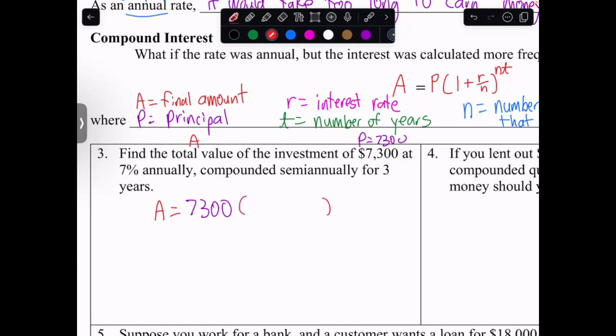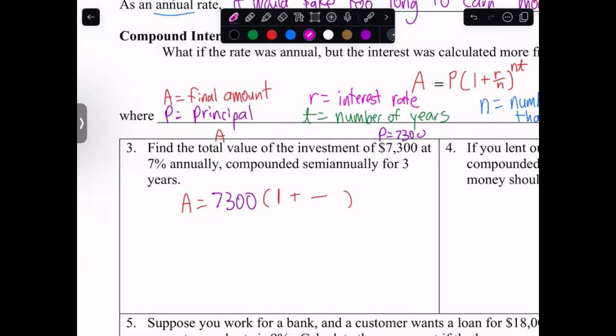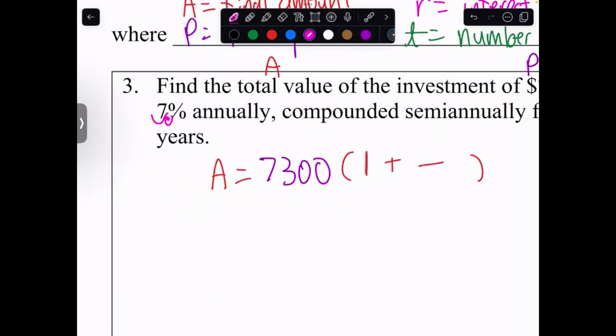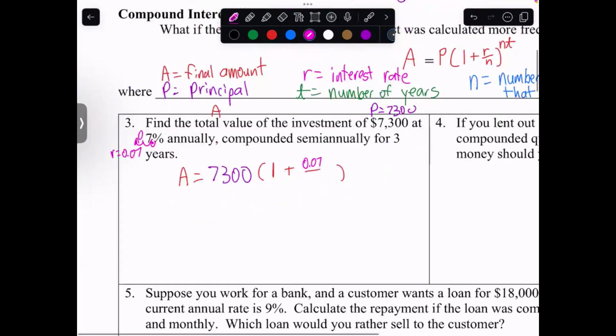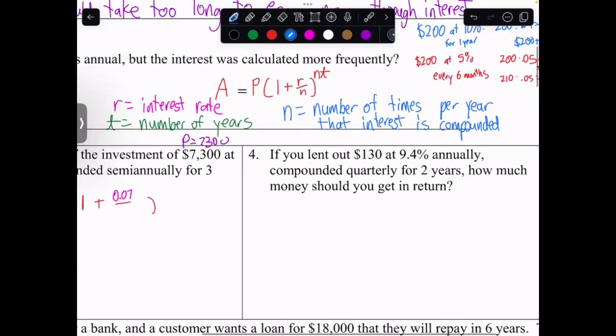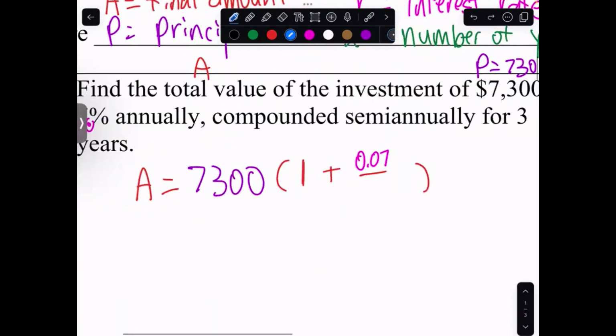One is just one, it's a number, right? It's not a variable. Plus the fraction r over n. So the interest rate is given as 7%, which in decimal form will be 0.07. And then n, the denominator, is the number of times per year the interest is compounded. So here's a vocab word you'll need to know.